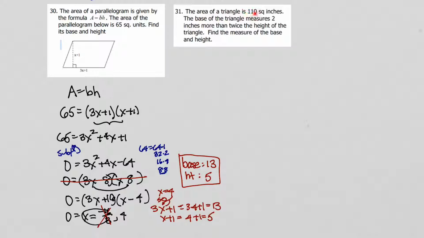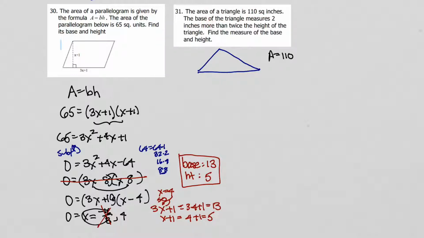It says the area of a triangle. Now, as soon as I see triangle, I've got a drawing that I can make, right? So let's draw a triangle. Any triangle will do. It doesn't matter, and it doesn't even have to be to scale. So here's a triangle. And then it says the area is 110 square inches. So here's what we do know right away, and we can write this: the area is 110.